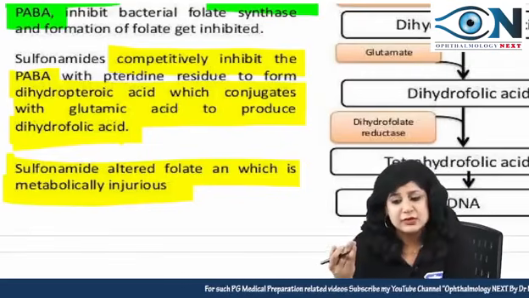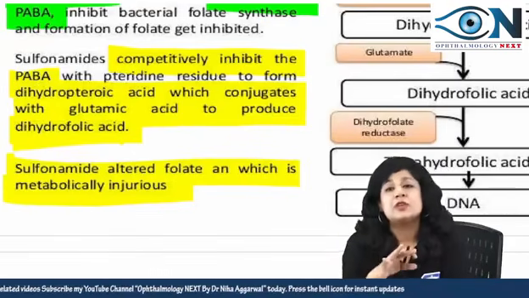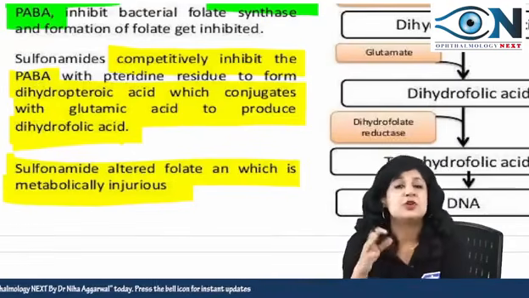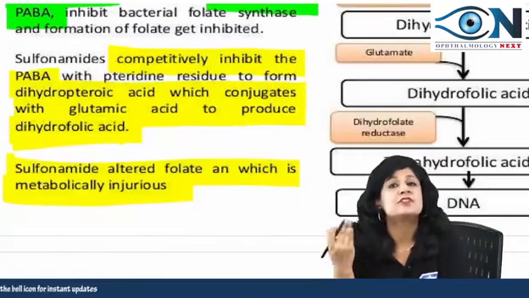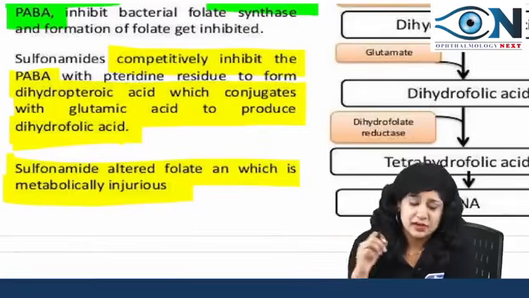But when you give the sulfonamides, you should be very careful, because there are so many patients who are sensitive to sulfonamides or allergic to sulfonamides, and we should not give certain groups of drugs. For example, we have got your carbonic anhydrase inhibitors.